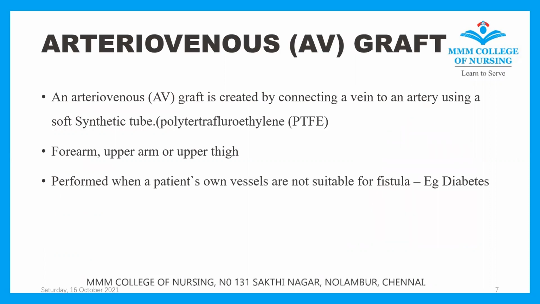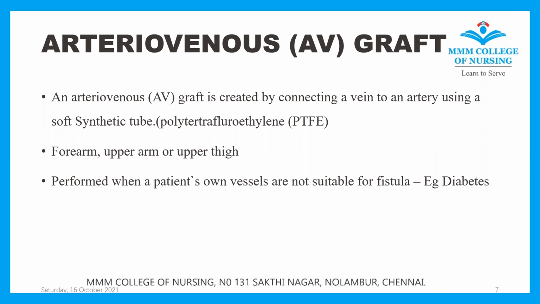And next, the arteriovenous graft. What is an arteriovenous graft? It is created by connecting a vein to an artery using a soft synthetic tube, which is made up of polytetrafluoroethylene. Usually, this graft is placed over the forearm, upper arm, or upper thigh.